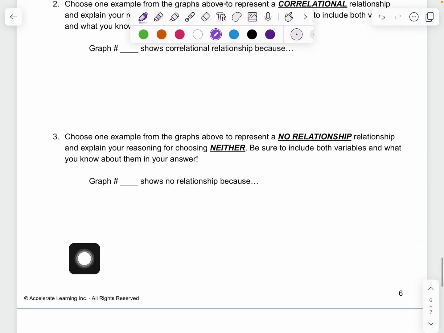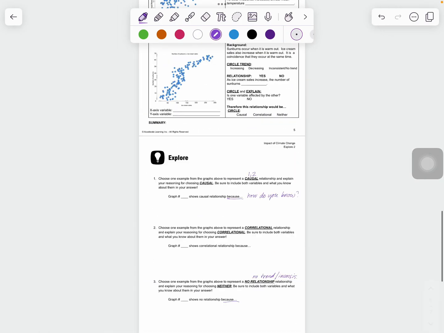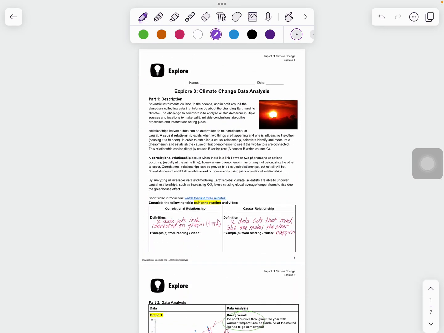And then you are going to have some that also have no relationship, where I don't even see a trend. No pattern, inconsistent. Again, how do you know? All right, that's what we got going on here with our causal correlational explore number 3.